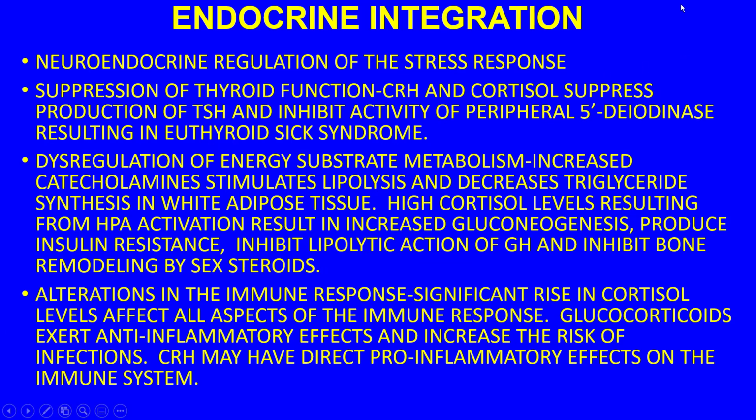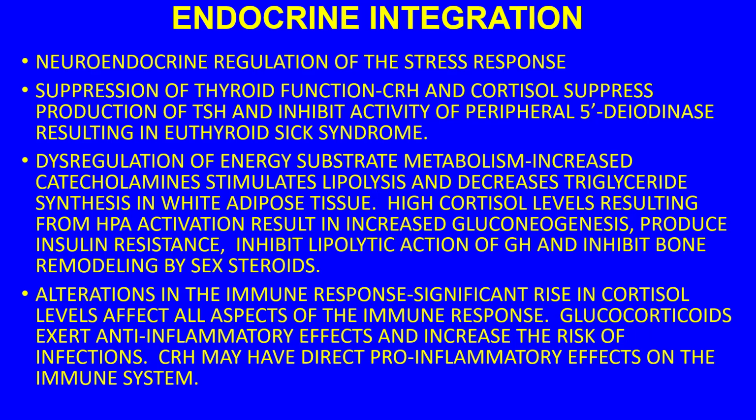Then we have suppression of thyroid function. CRH and cortisol will suppress production of TSH and inhibit the activity of peripheral 5-deiodinase. This is going to result in euthyroid sick syndrome. If you remember that, sort of like, well, they look okay, but they're having a high amount of T3, T4 because the deiodinase is not breaking down the present levels of T3, T4. So it builds up.